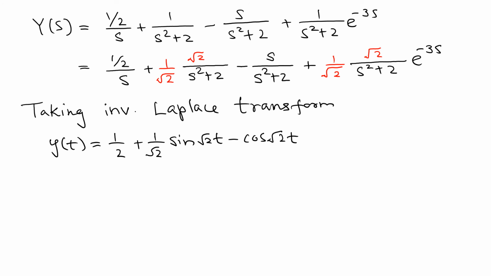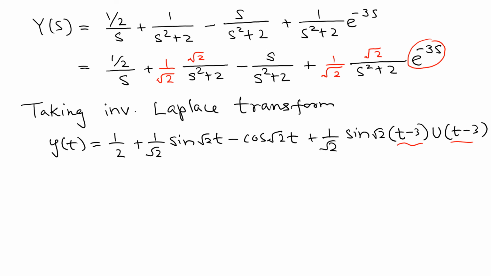And the third one is an interesting one. You can see here we used the second shifting property. First you can see the function is the sine function. So we have 1 over square root 2 sine square root 2 t. It is not t, it is t minus 3. That's what the second shifting property says. And then you also need to multiply by the additional u(t minus 3) term. That's the exact same term you multiply. So that's how you get this from the second shifting property.